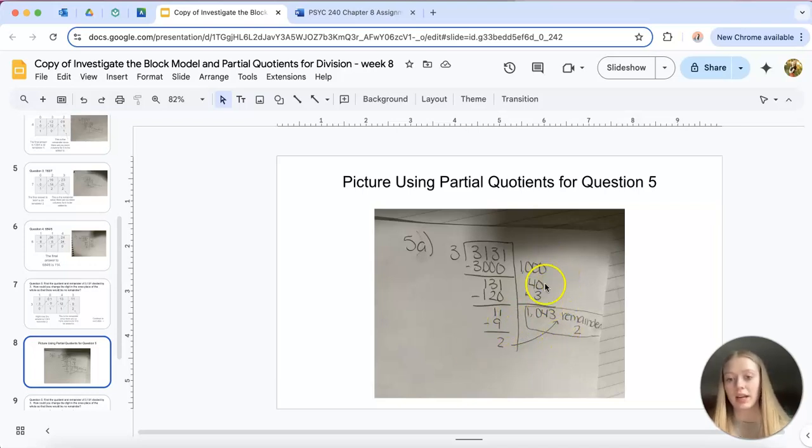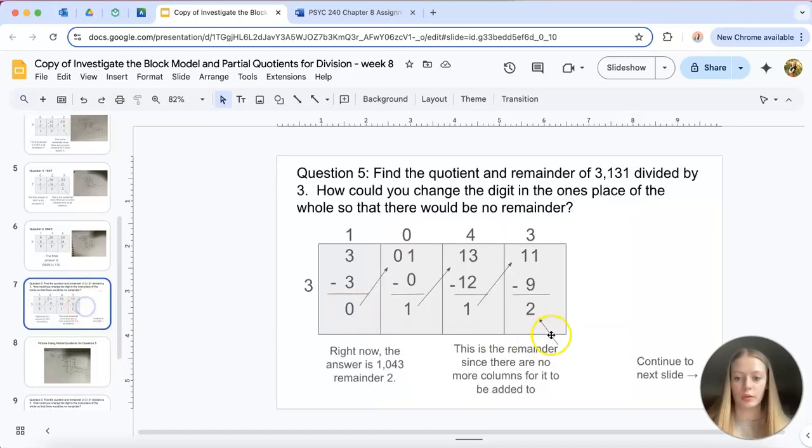So then on the right-hand side here, we're left with 1,043. When you add that all up, you get 1,043 with the remainder of 2, which is what I got here from the blocks model.